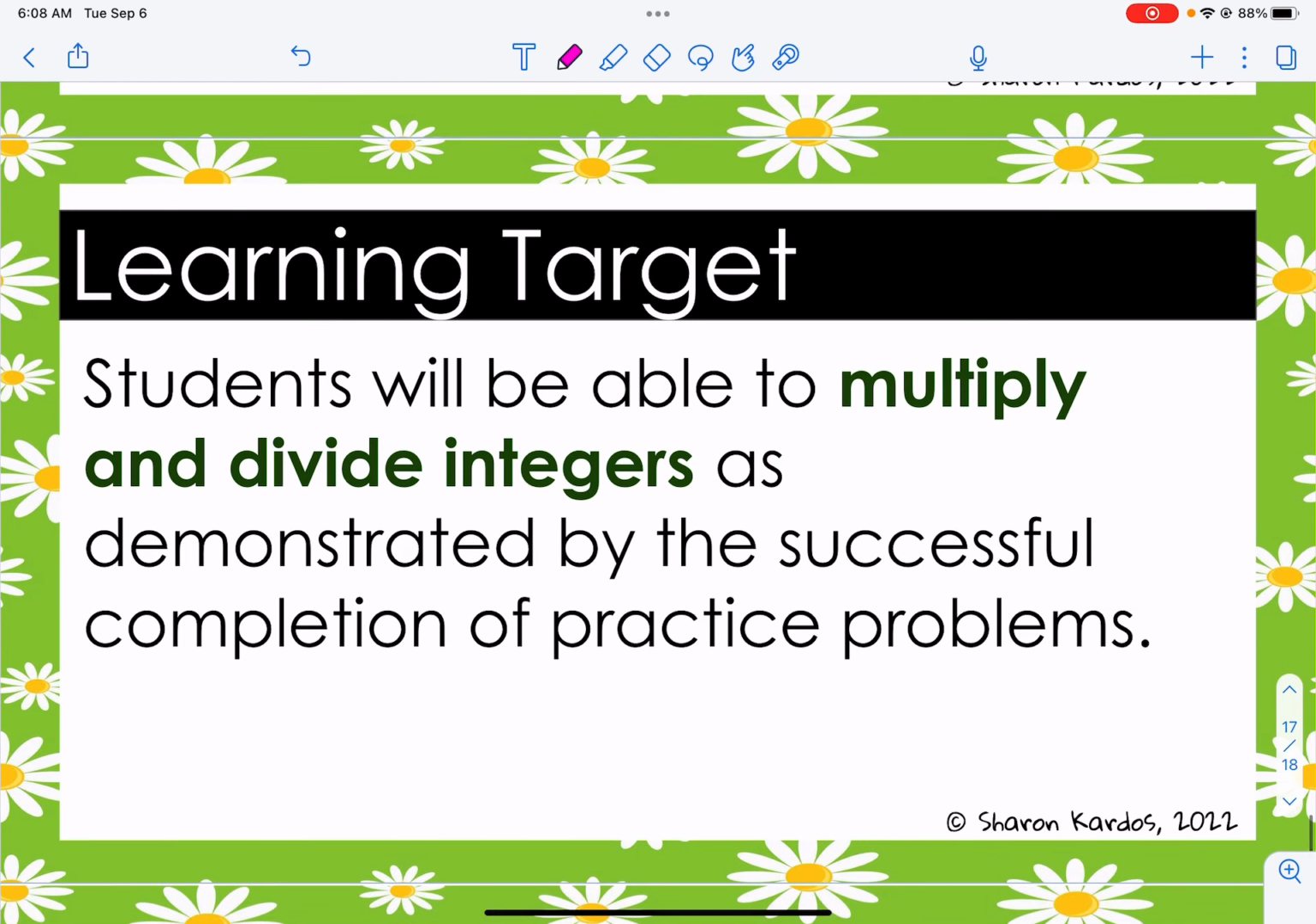So we were able to complete our learning target today. We've learned the rules for multiplying and dividing integers, and we did some practice problems. Remember, if you need to, watch the video again. Sometimes we have to see things and hear things more than once.